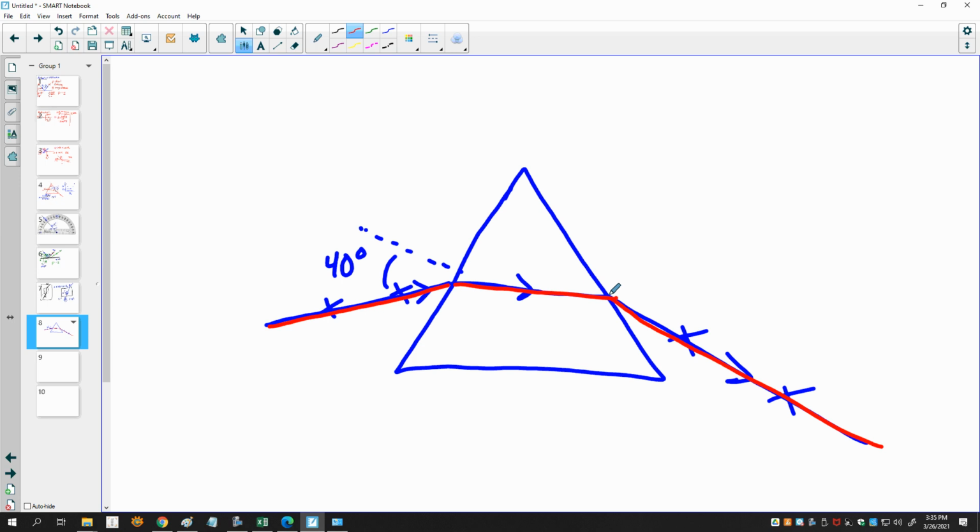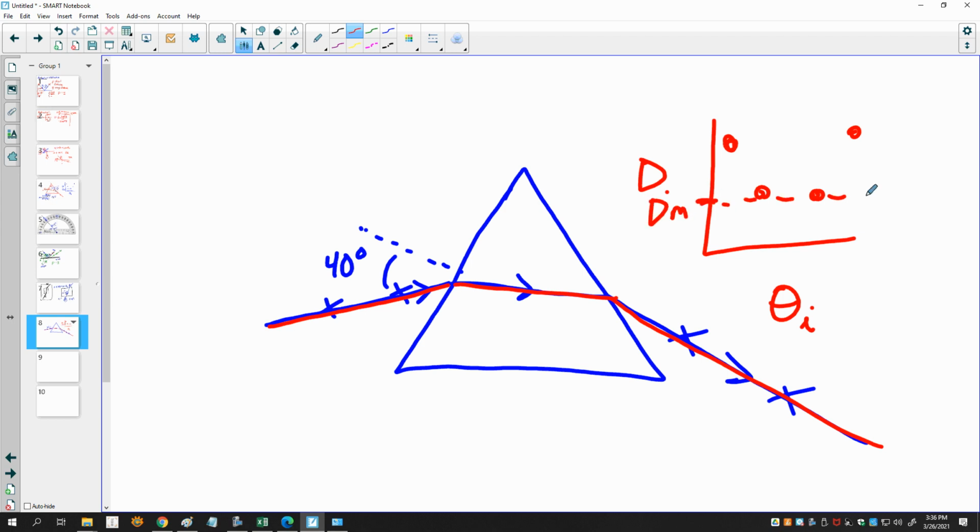Then, after measuring theta i and the deviation angle d for those different theta i's, you have 4 different angles. Probably the minimum is going to be somewhere in between, so we figure out what is that d min, the minimum value for that deviation angle. And you can use equation 5 to calculate the index of refraction for that prism.